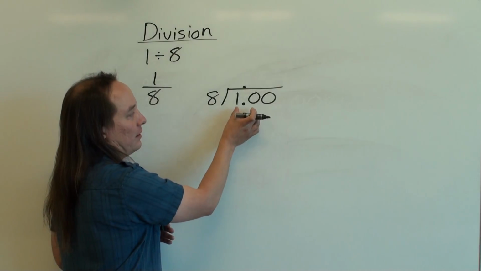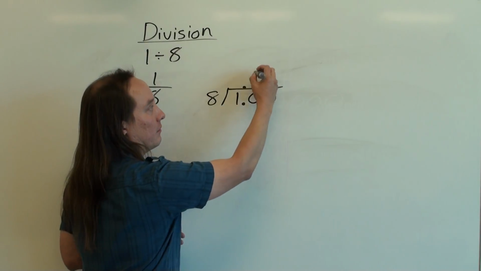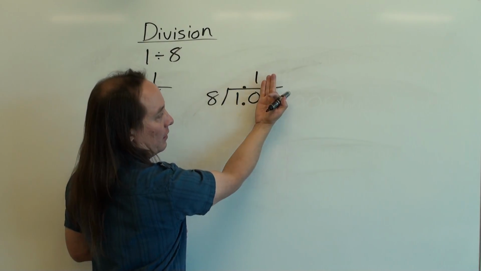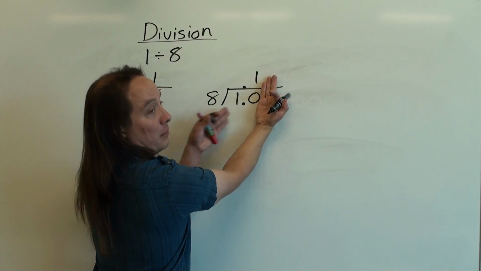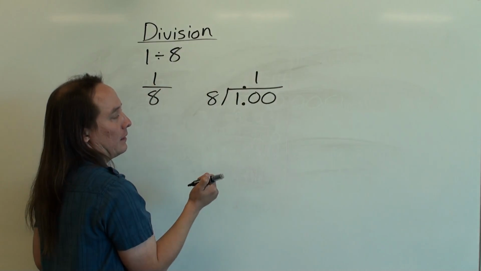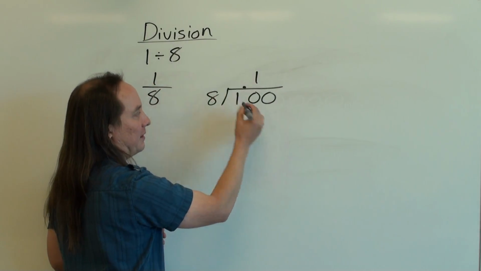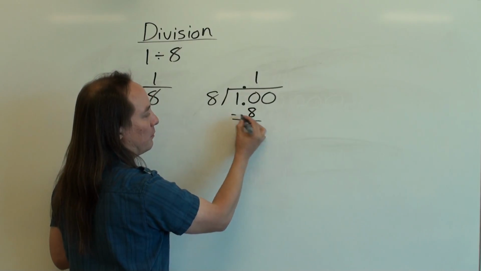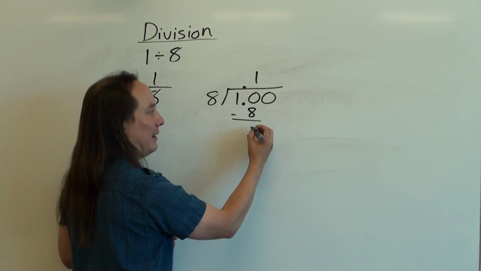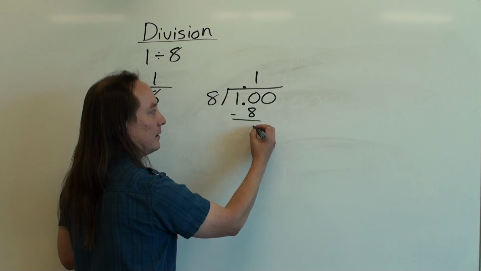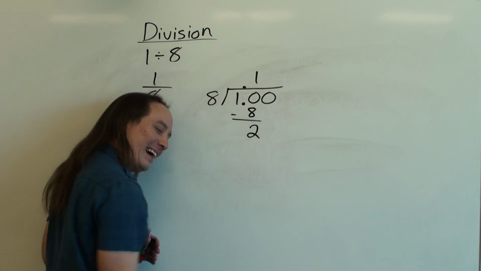So 8 goes into 10 one time, so the 1 will go over the 0 where it makes the number 10, right? And then I can go 1 times 8 is 8. Do my subtraction. 10 minus 8 is 2.